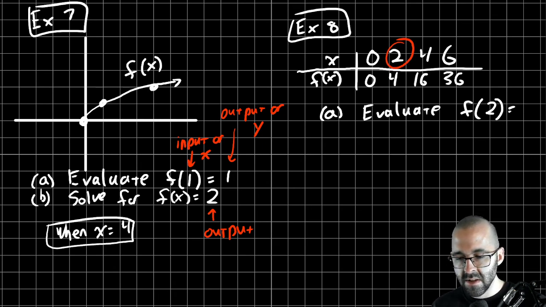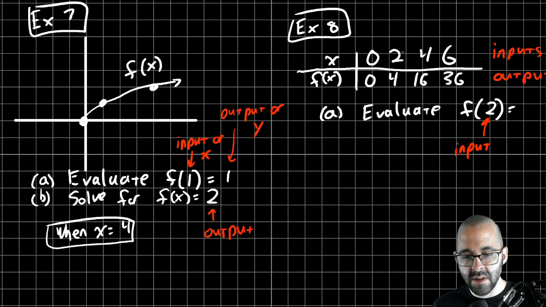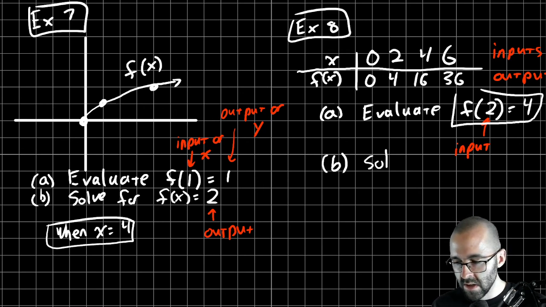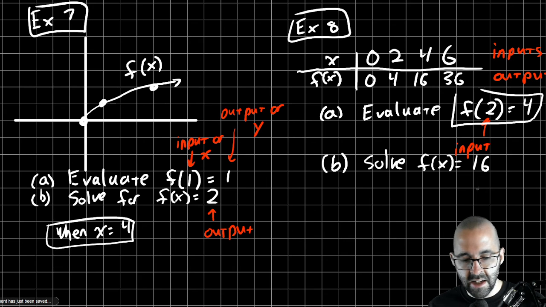The inputs are all up here. And again, that's our input inside the parentheses. Our answer is, well, 2 is our input. What's our output? 4. And that's our answer here. And we could do something similar for part B. Solve f of x equals 16. And again, this is telling us our output and wanting us to find the input.